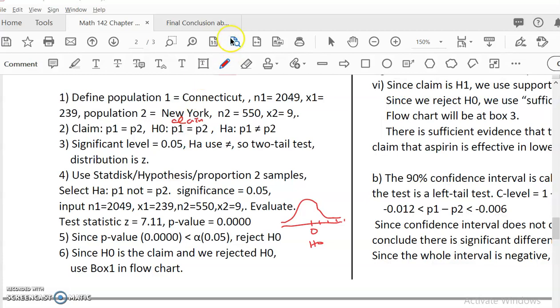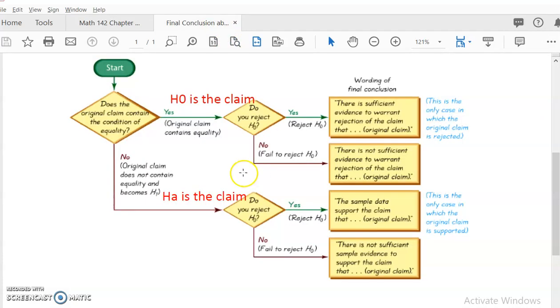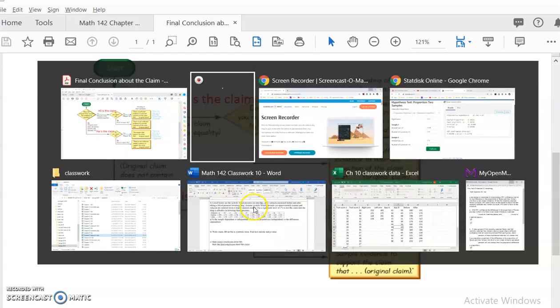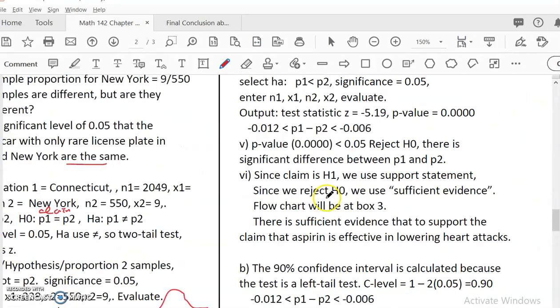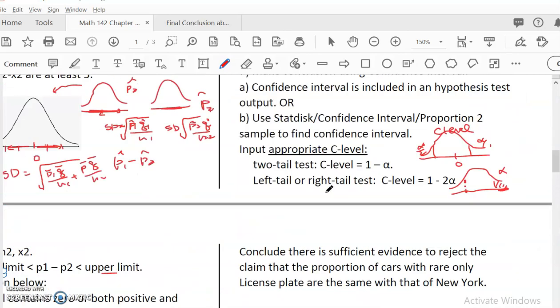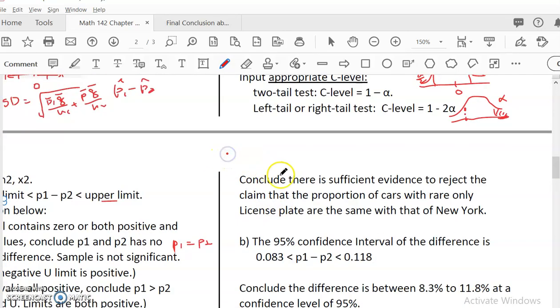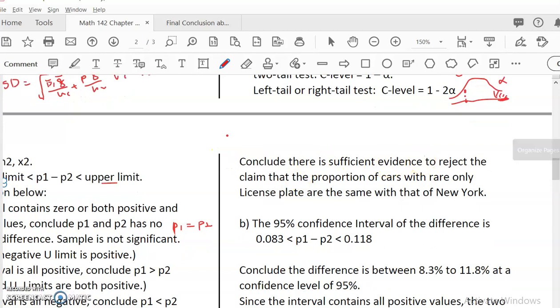So I have the conclusion also open. H0 is the claim, so we stop here, and then we just reject H0. So we say there is sufficient evidence to reject the claim, right? Box number 1, in this particular case, over here. And then we move over to the other side. We conclude that there is sufficient evidence to reject the claim that the proportion of cars with rare license plates is the same as that of New York.